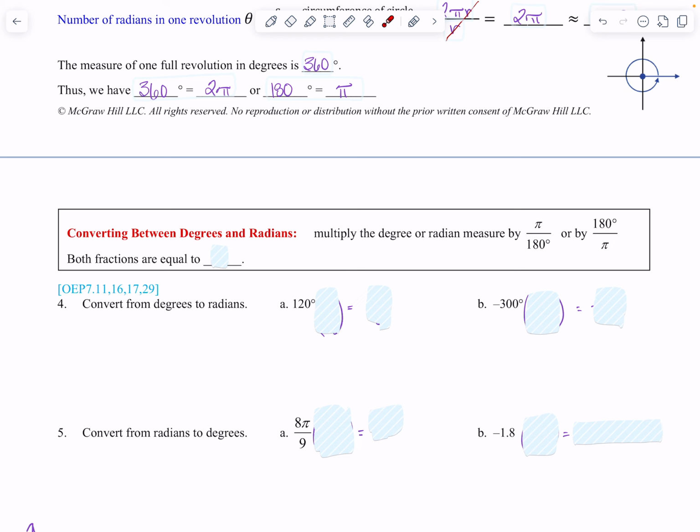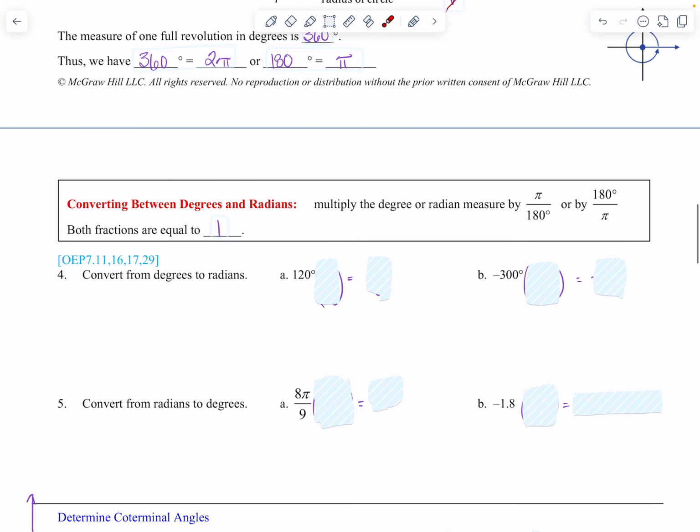And we know that in a fraction, when the top and the bottom are equal to each other, such as 3 over 3 or 12 over 12, then my fraction has a value of 1. So when I multiply something by one of these two fractions, I'm multiplying by the number 1. So I'm not actually changing the value of what I started with. I'm just changing the unit of what I'm using.